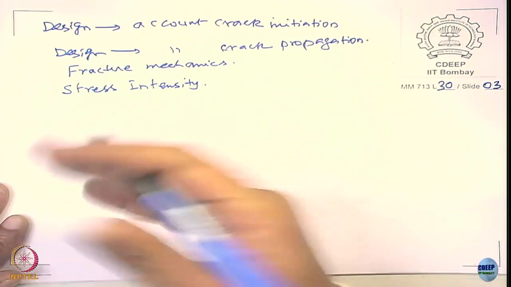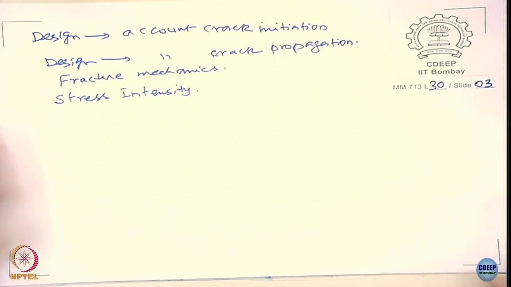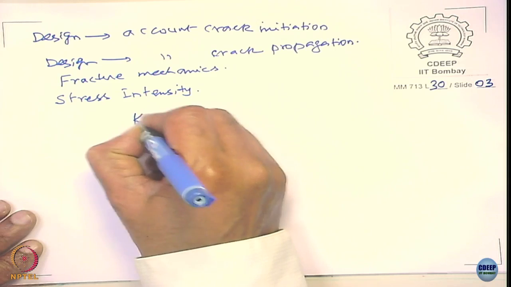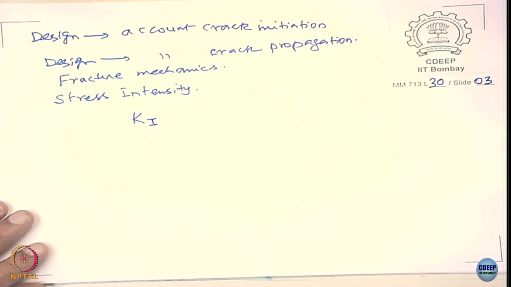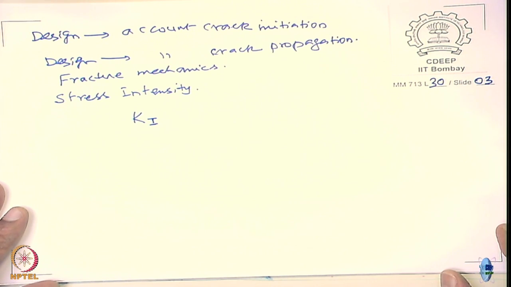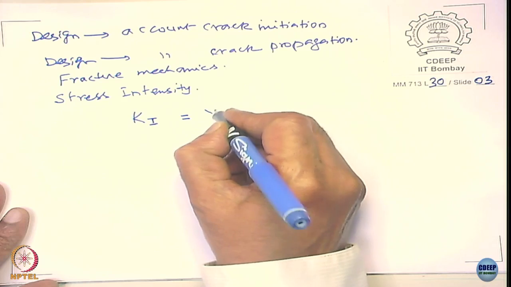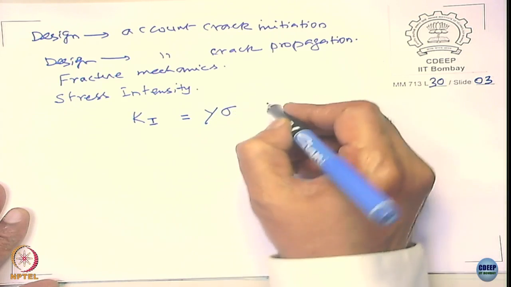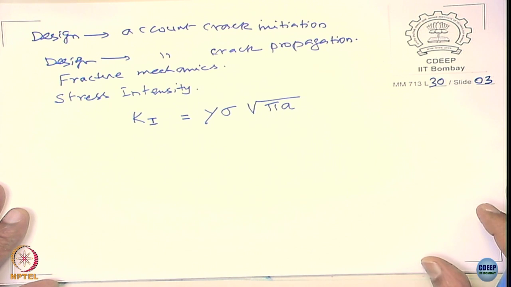And you of course have different modes of loading that you have, and mode 1 of loading, okay, K1 is given by what? Given by Y sigma square root of pi a, right? You might have again studied in maybe in other courses, okay.